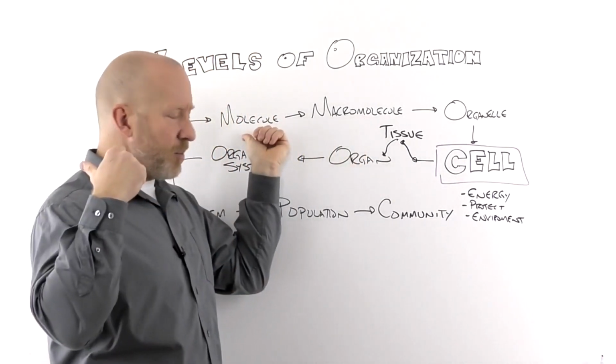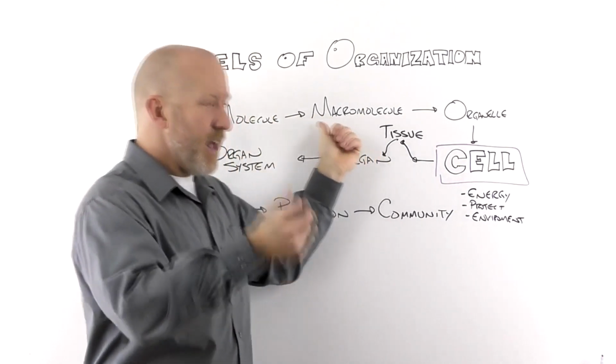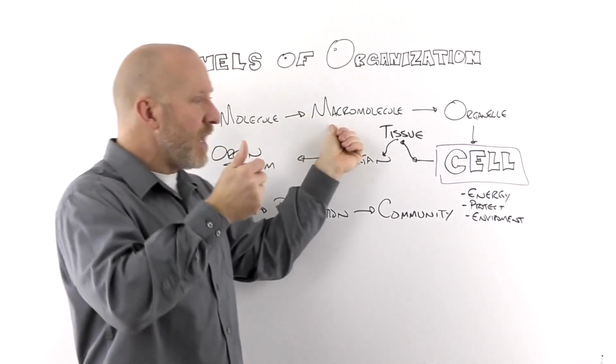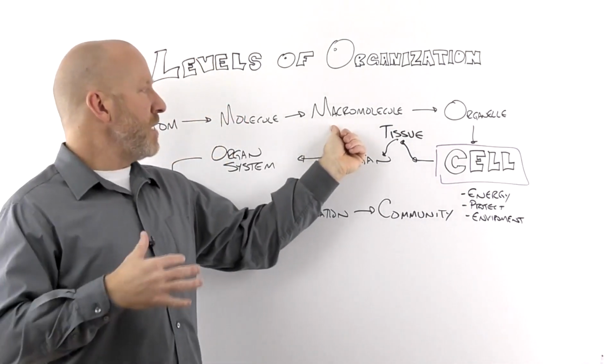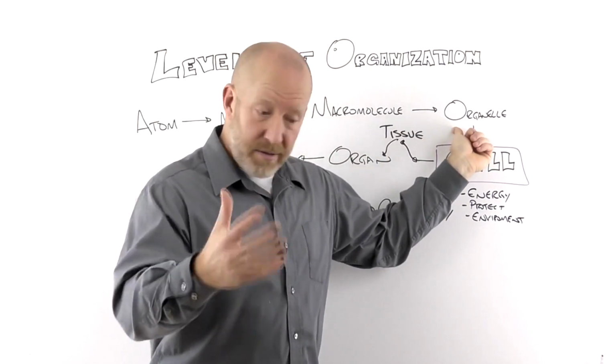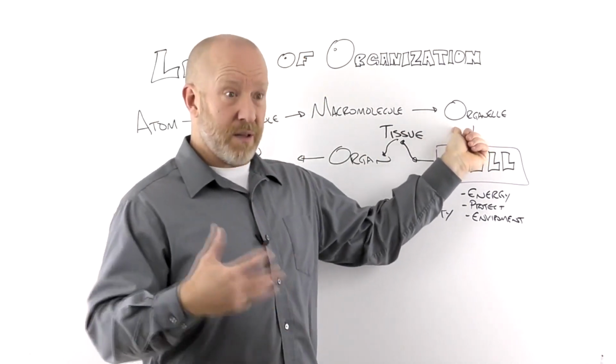Instead of a fatty acid, you have a triglyceride. Instead of glucose, you have starch, you have glycogen. Instead of a nucleotide, you have DNA or RNA. Then if you take a whole bunch of macromolecules and you put those together, then you get an organelle. And an organelle are the different machinery or different parts inside of a cell that makes it work.